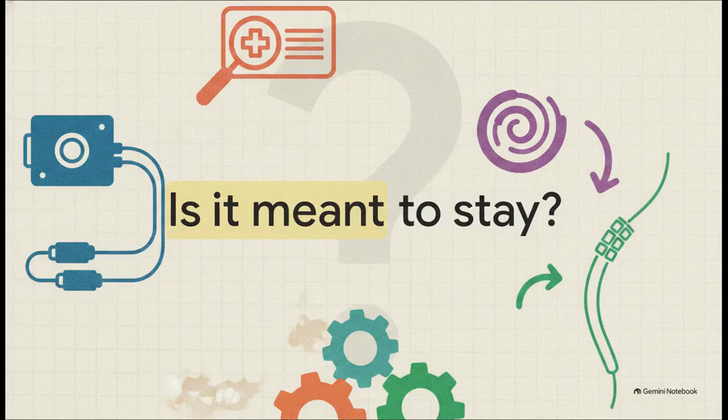It's such a huge time saver. Now, jumping over to character number 6, the device. This gives us our first real clue. Whenever you're staring at a chart, you've got to ask yourself one simple question. Is it meant to stay? That's your ultimate litmus test.